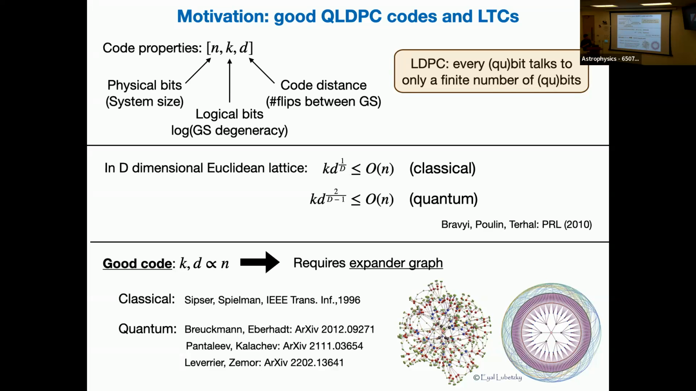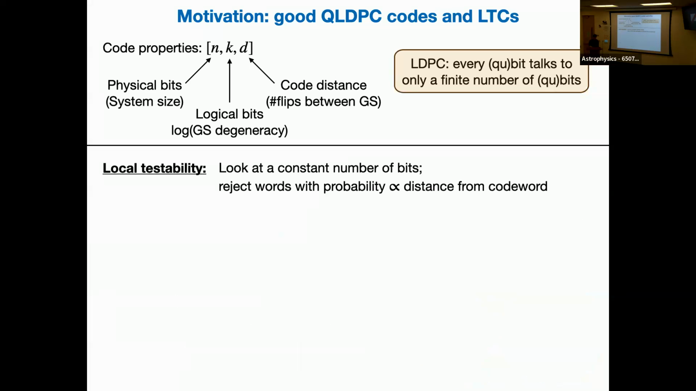And it's been known for a long time that if you allow yourself to construct LDPC codes on expander graphs, you can relatively easily get good classical codes which satisfy both K and D being linear in N. You can basically just draw things randomly and it will work with high probability. But for quantum codes, it's been unknown for a long time. And as you heard, it's only in the last couple of years that a number of breakthroughs have led to a point where we now have constructions for these codes.